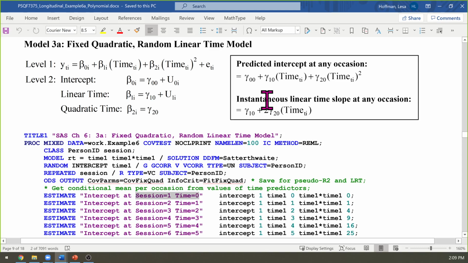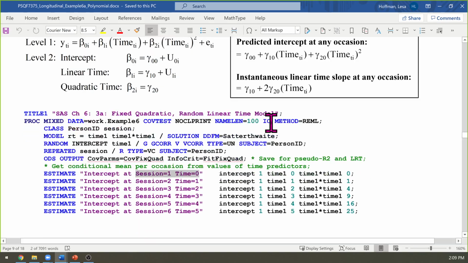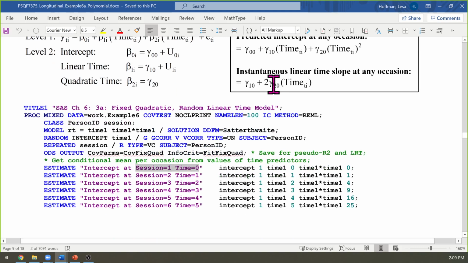So this is a convenient way to recognize what the model is saying your trajectory looks like, and we're going to compare it to what the right answer is given by what was found in the saturated means model to see if it does a good job of describing the distances between the means across time. Now the tricky one. Instantaneous linear slope at each occasion.